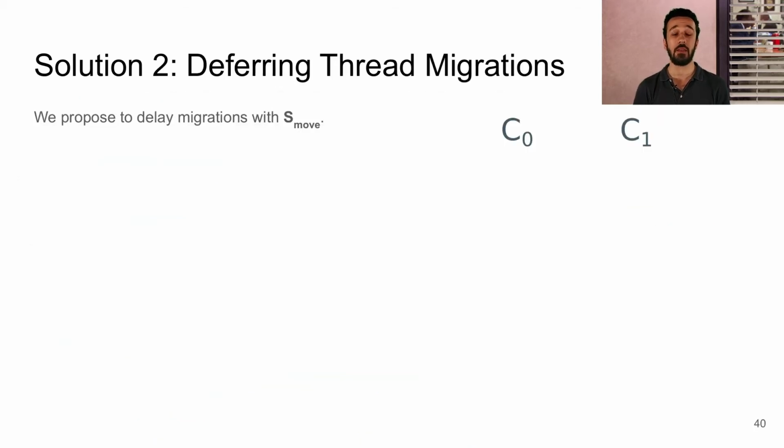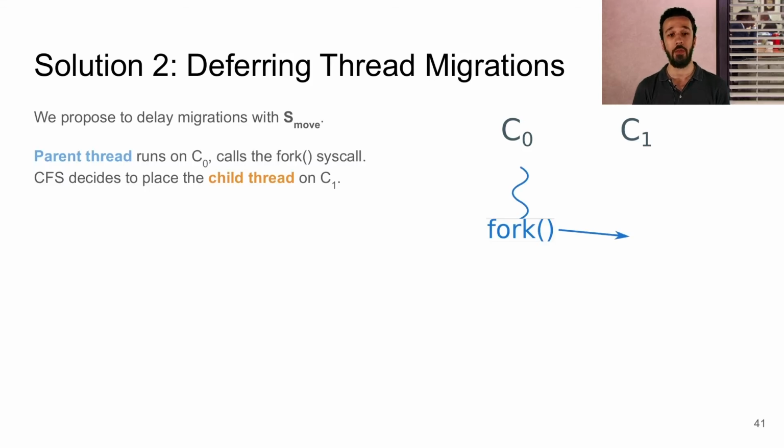Now, let's see our second solution, deferring thread migrations. We call this strategy smove. The main idea is to take advantage of local placement if there is a potential gain of frequency, and to avoid relying too much on the periodic load balancer of CFS like slocal. We start with the same situation. A parent thread creates a child thread with the fork system call on C0, and CFS chooses an idle destination core, C1. Before placing the child thread on C1, we first check this core's frequency.